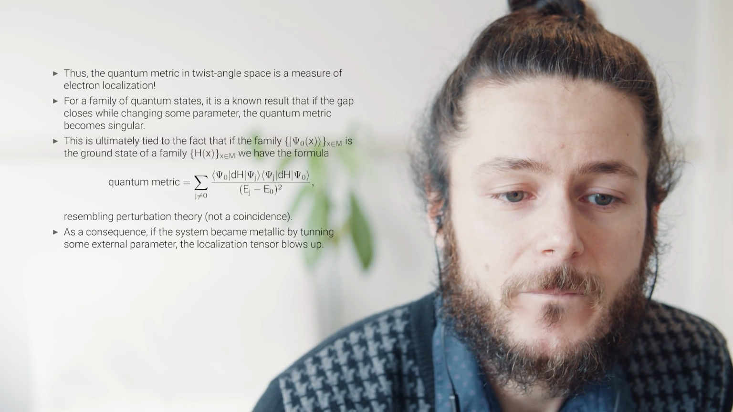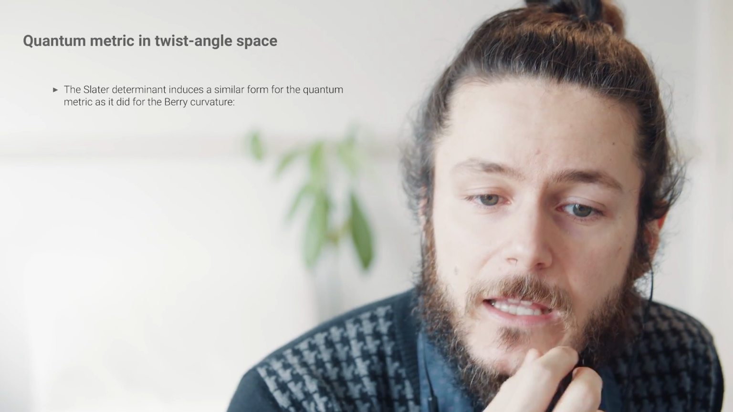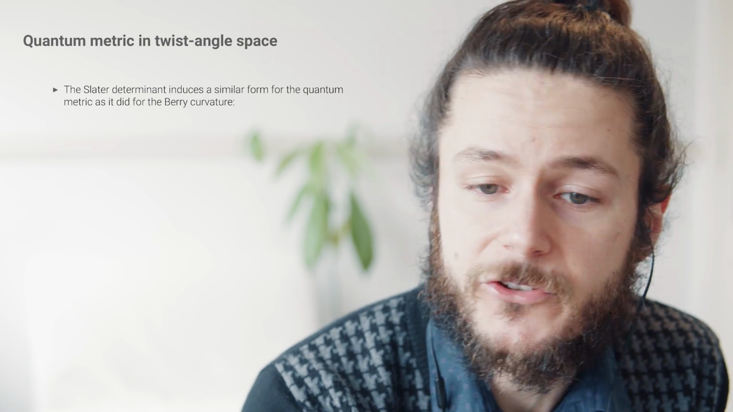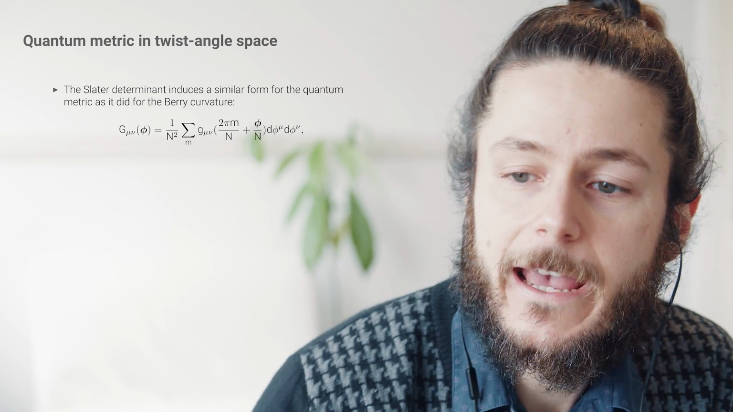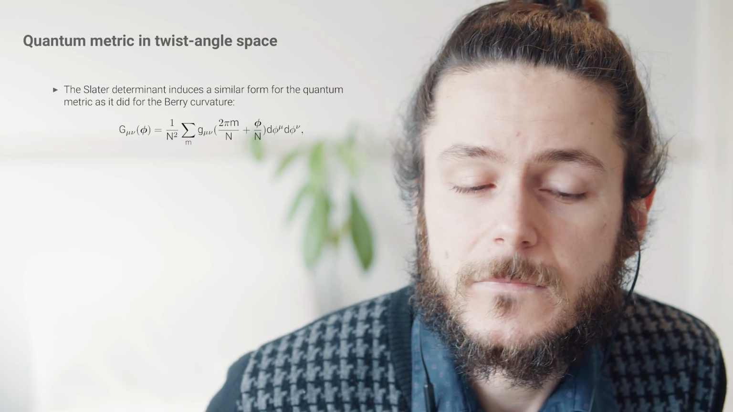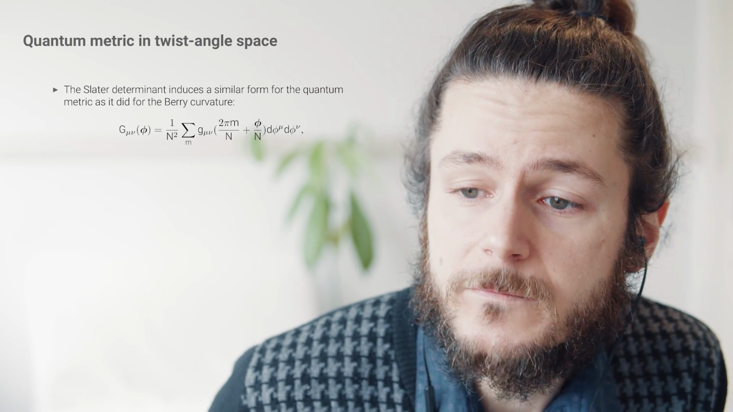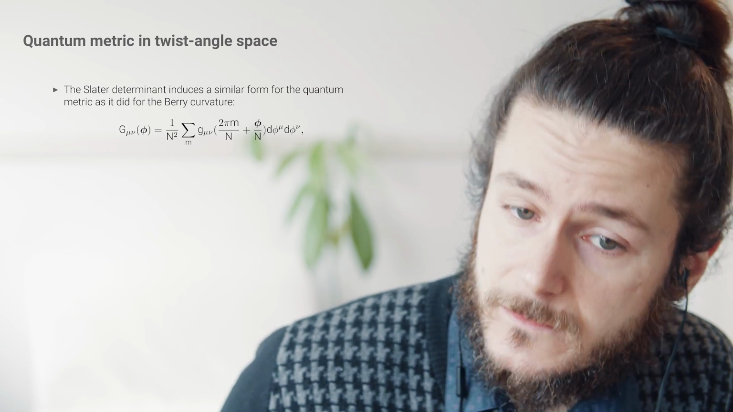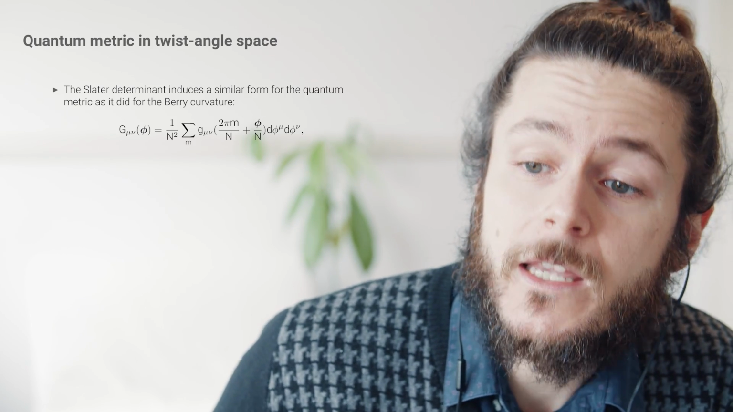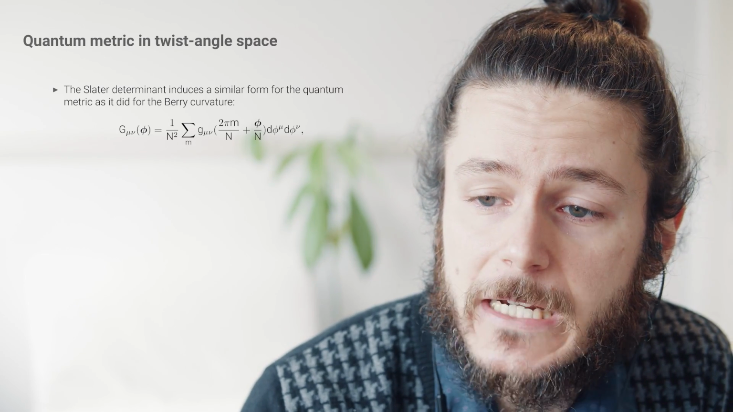Okay, the Slater determinant that we had before for the ground state induces a similar form for the quantum metric as it did for the Berry curvature. So now you have that the quantum metric in the twist angle space is the sum of the quantum metric, now not in twist angle space, but of course in momentum space. This is exactly analogous to what happened with the Berry curvature.